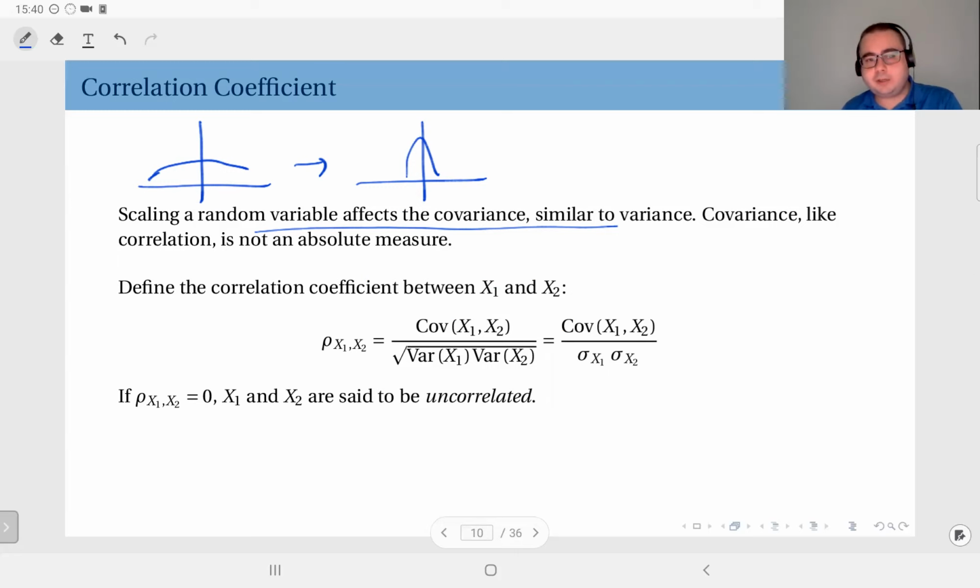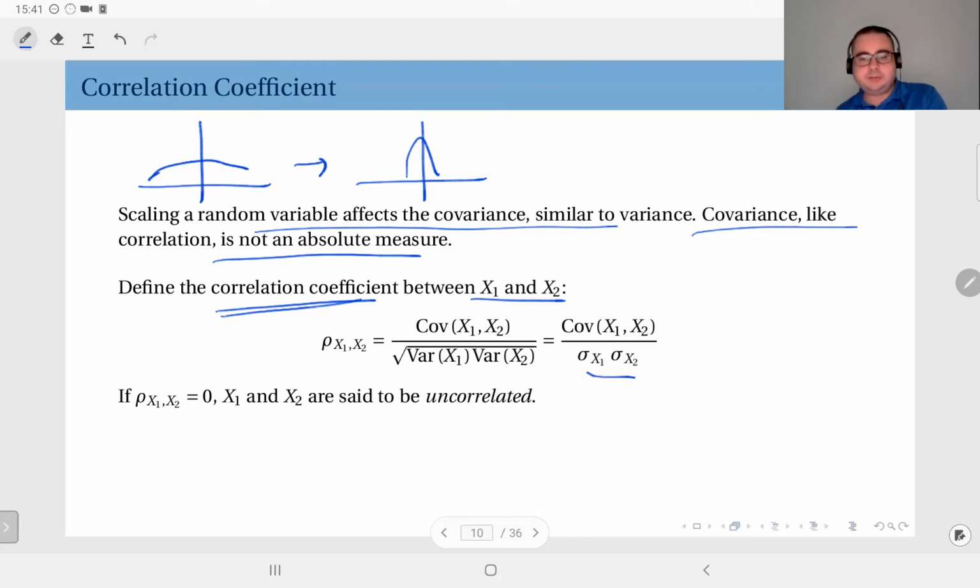also present in covariance. Therefore, we say that covariance is not an absolute measure. Even if you have very similar distributions, when their variances differ on different scales, like one a multiple of the other, the covariance will be affected by this. So in order to also avoid this effect, we define the correlation coefficient between x1 and x2 as the covariance scaled down by the product of the standard deviations of x1 and x2.